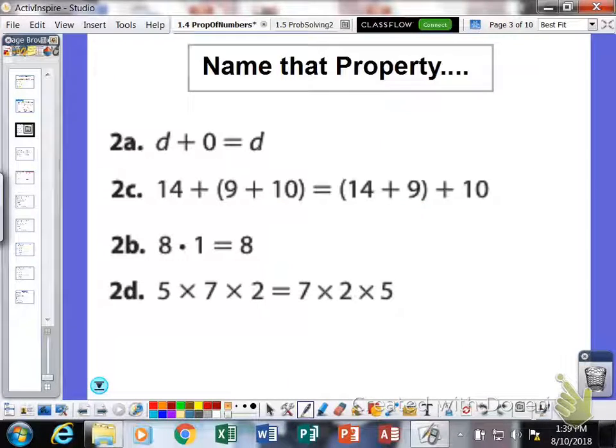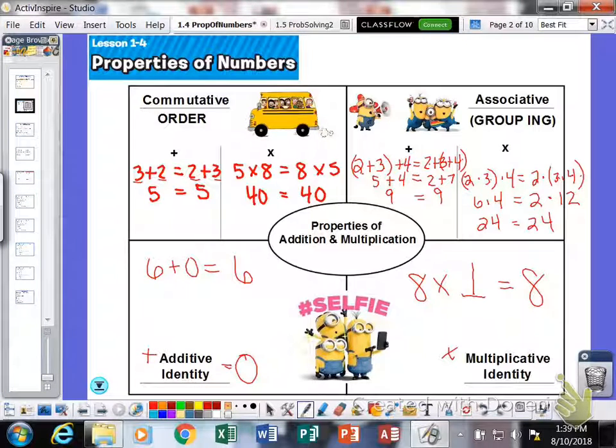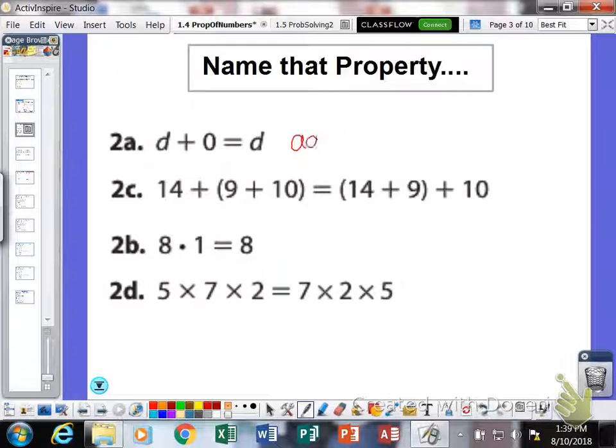All right, let's practice. Name that property. D plus 0 equals D. So D plus 0, we are adding a 0. That is called the additive identity. So additive, and then you can abbreviate ident, that's fine.